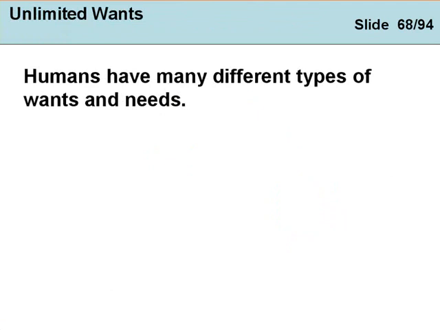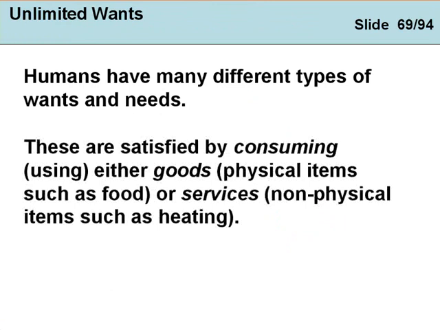Okay, let's talk about unlimited wants, because humans have many different types of wants and needs. These are satisfied by consuming, using goods, physical items such as food or services. But we always want more. We seem to be driven by this desire to have more and more. And it's a peculiarity of mankind. I don't know if other animals do it, but we certainly want more and more. We want bigger houses and faster cars and more holidays and better working conditions and so on.